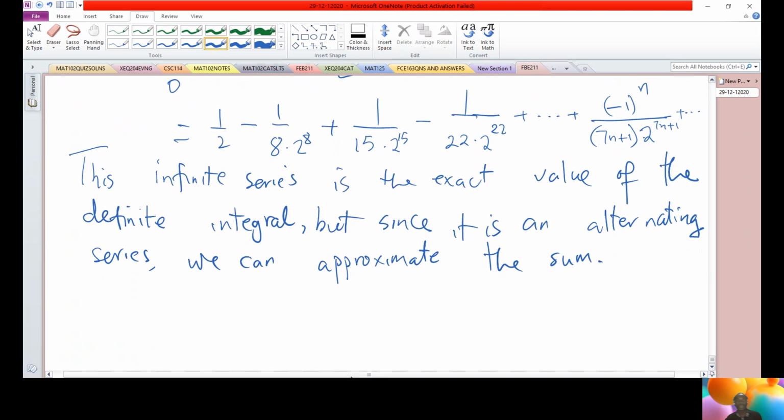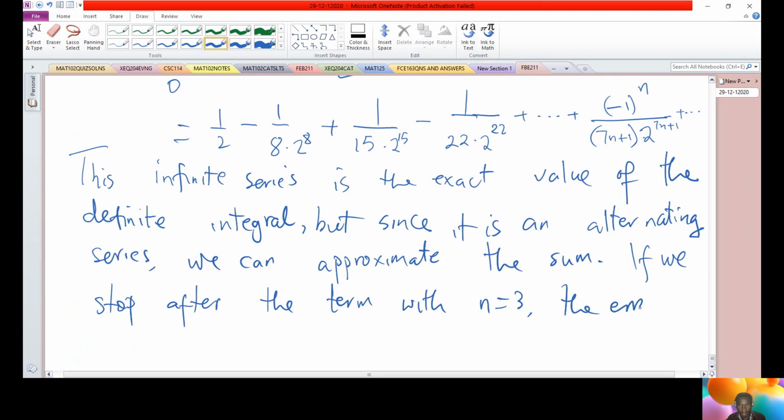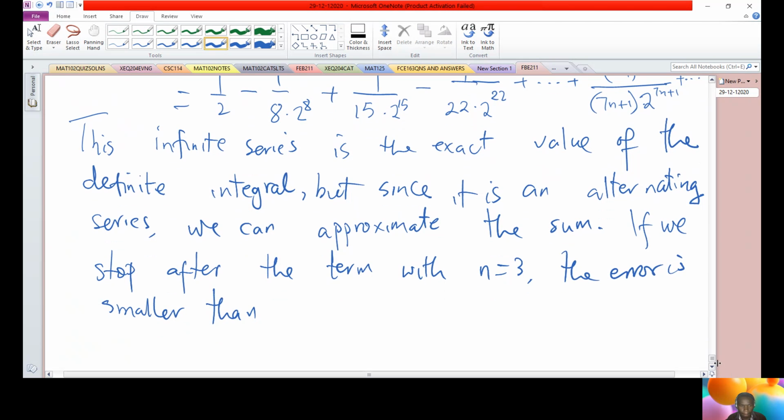We had already stated the theorem when we were introducing the series. So if we stop after the term with n equals 3, the error is smaller than 1 over 29 times 2 raised to the power 29, which is about 6.4 times 10 raised to the power minus 11.